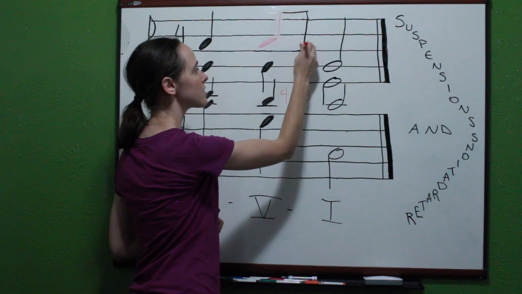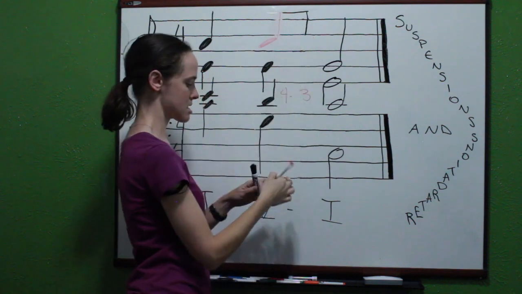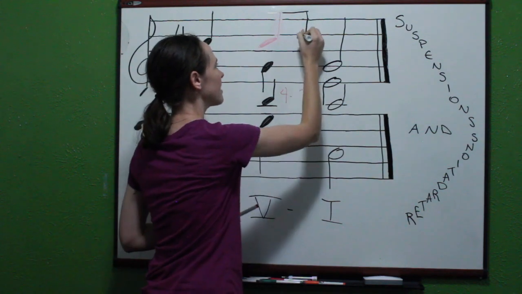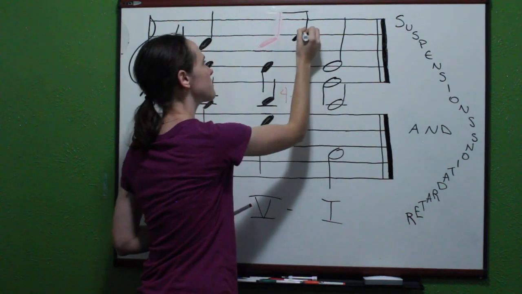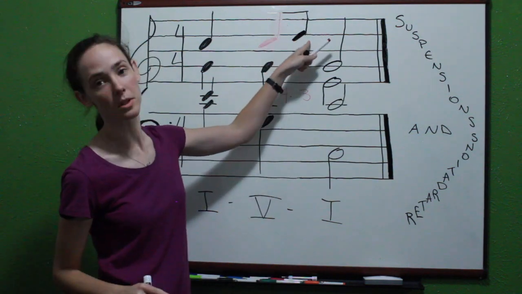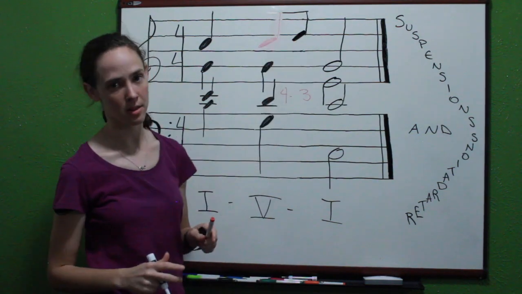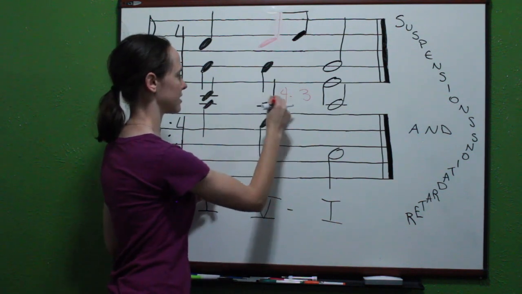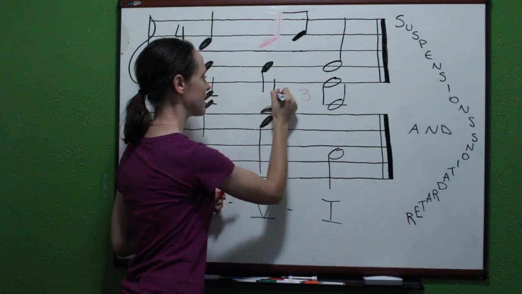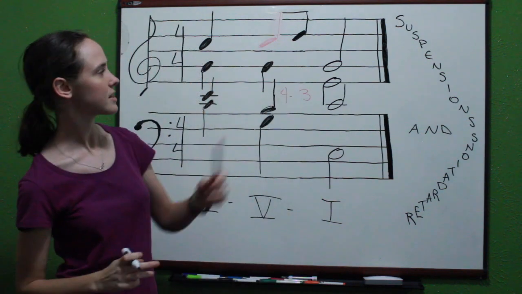So we're going to change this B into a D. And we have to change one more thing to make this correct. You do not want to double your resolution note in any other part of the chord. So we're going to have to take this D in the tenor and make that a B. And that is our retardation.